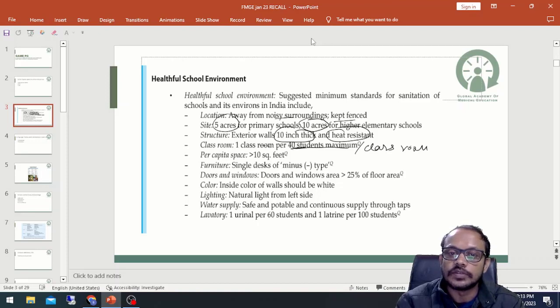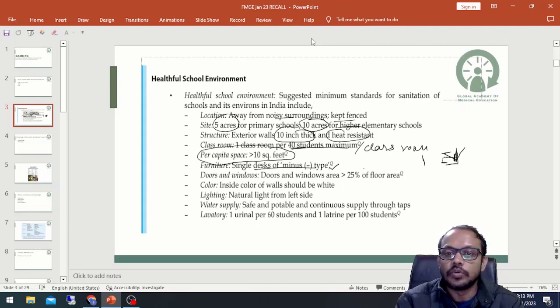And per capita space, that is our question, it is already asked in other examinations: 10 square feet. And the desk should be a managed type of desk. What is a managed type of desk? Where your spine should be straight, means your writing pad should be such that your hand and spine are straight. If this writing pad is very low, your spine would bend like that, or if it is higher, then your spine would bend like that. So, your spine should be straight, so this managed type of desk is used.